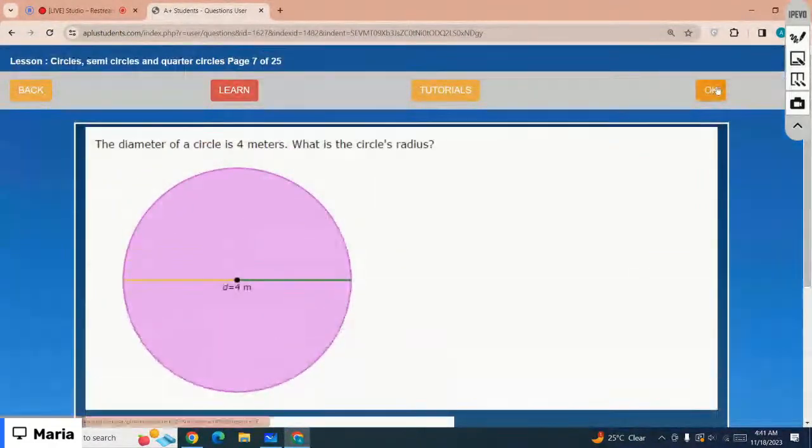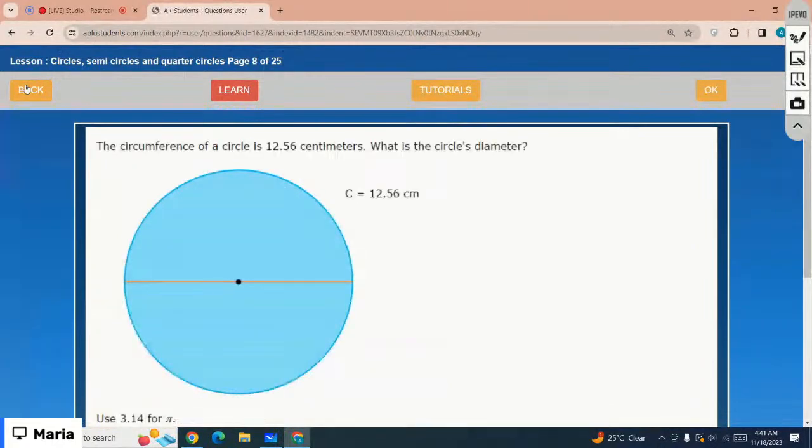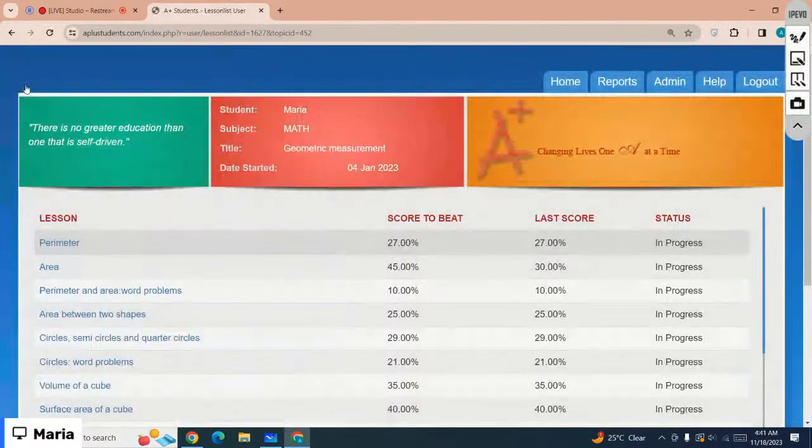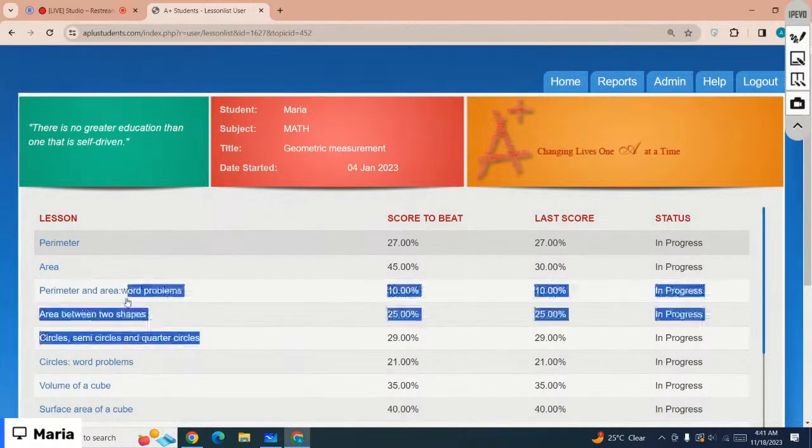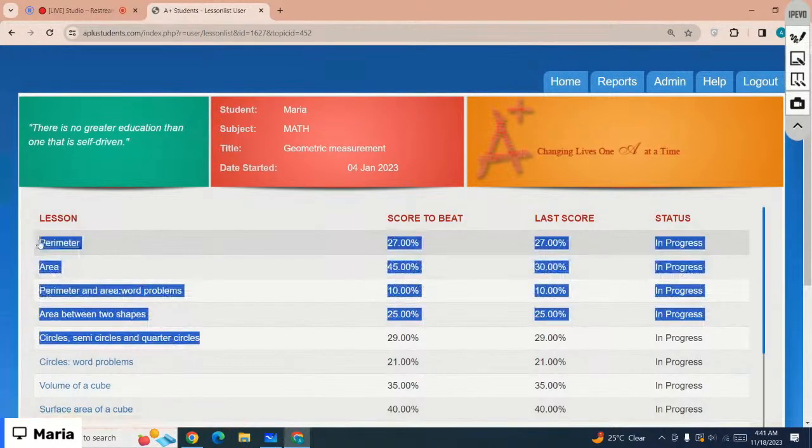Okay, you can complete the lesson by yourself later today. So we were working on grade 8 math. The chapter we were working on is geometric measurements, and the lessons we have covered today are perimeter, area, perimeter and area word problems, which you have to do on your own, area between two shapes, and circle, semicircle and quarter circle, right?